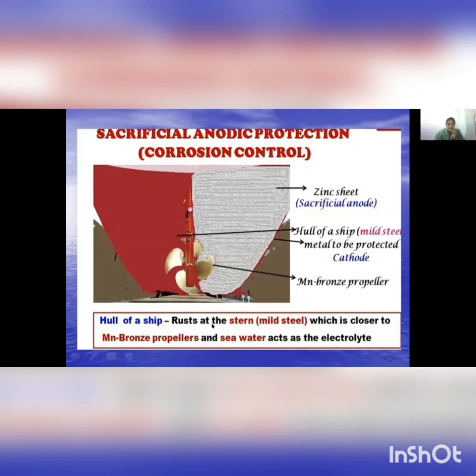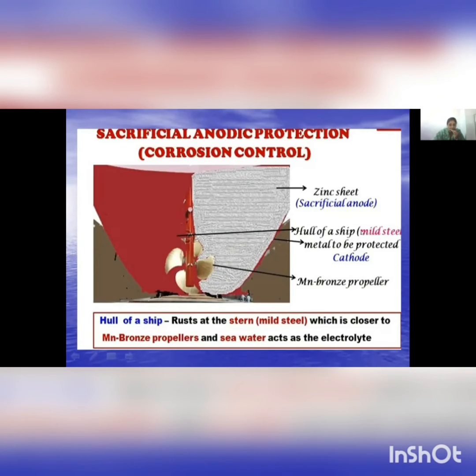Here, the hull of a ship is nothing but the bottom of the ship. The rusted stern is mild steel, which is close to manganese bronze propellers, and seawater can act as an electrolyte. According to the galvanic series, manganese bronze propellers have a higher standard potential compared to the mild steel. So here the mild steel undergoes corrosion.